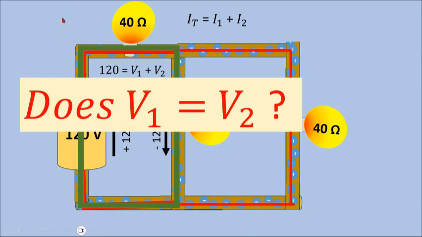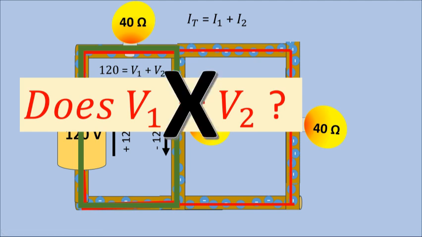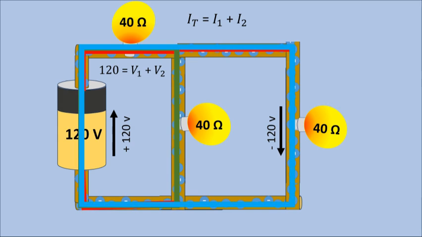Now, good question: does V1 equal V2? Do these two light bulbs have the same voltage? The answer is no. Even though they're both 40 ohms, they have different current going through them, so they're going to have different voltages. Now, going on to our second loop, the blue loop here, this light bulb and this light bulb are both on it. The battery supplies 120 volts, and these two light bulbs put together have to add up to 120. So that gives us this equation here, and we're just going to leave that on the screen.